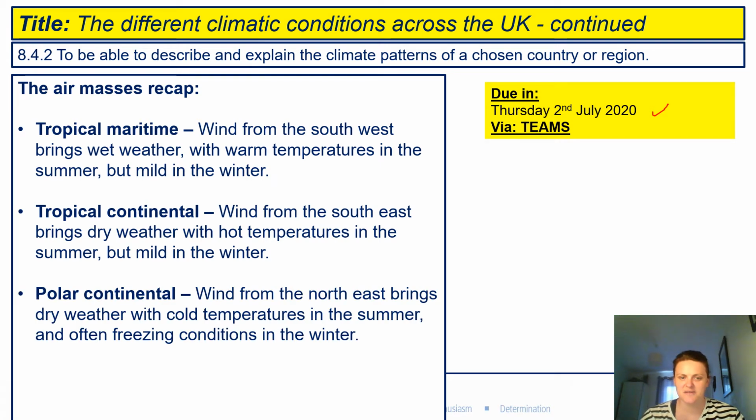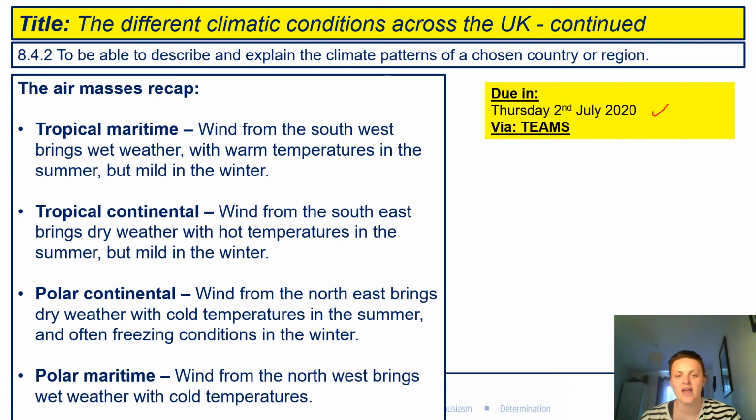Polar continental, now this is wind from the northeast and it brings dry weather with cold temperatures in the summer and often freezing conditions in the winter. And then finally, polar maritime, this is wind from the northwest and it brings wet weather with cold temperatures.